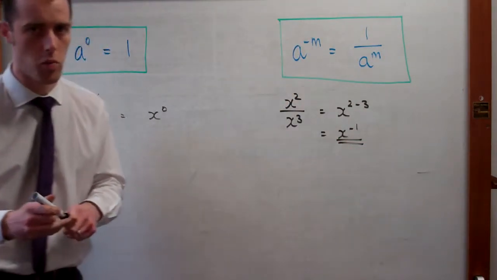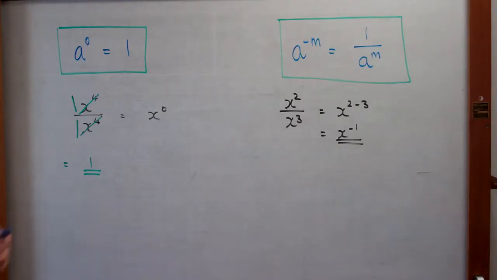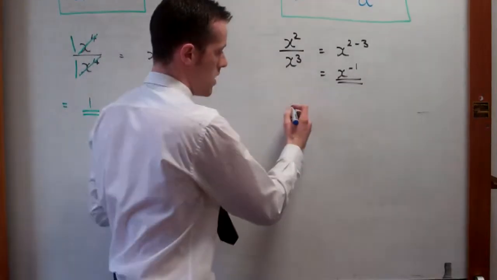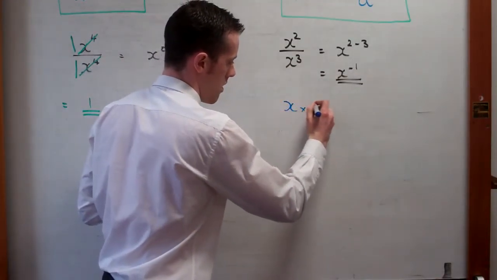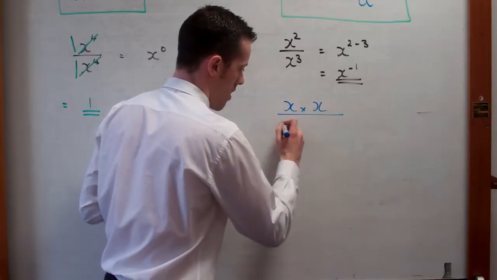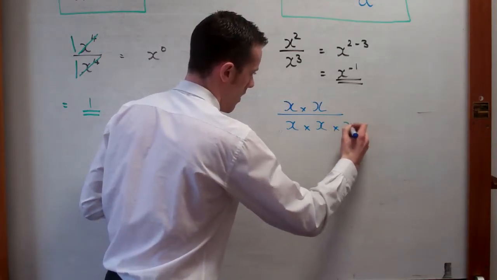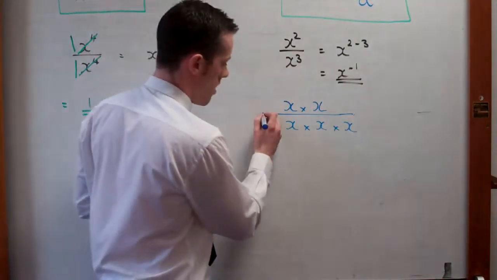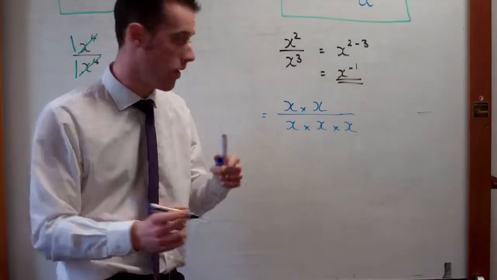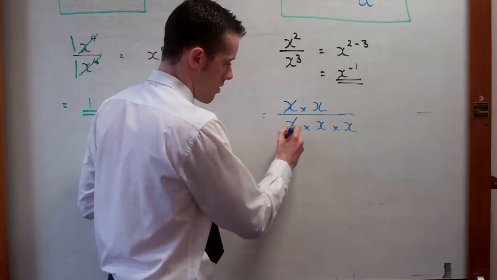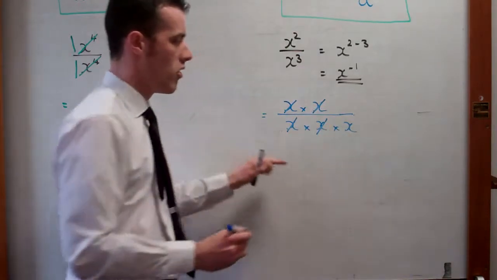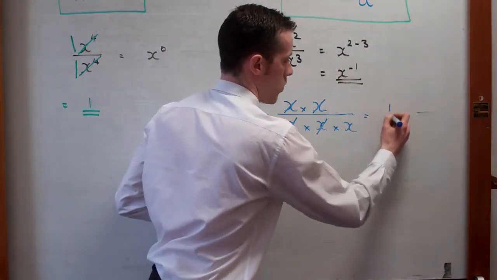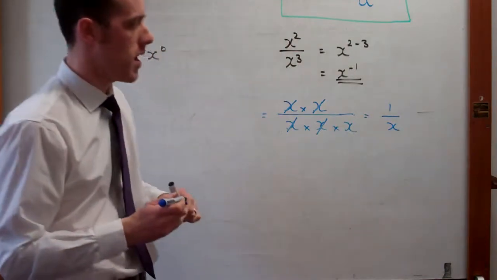But let's look at that from an algebraic fractions point of view as well. If we look at x to the power 2 over x to the power 3, and we write that out in full, so x squared over x cubed is going to be written down like this. If I cancel everything down, this x will cancel with this one, and this one will cancel with this one, and remember if there's nothing on the top line, we can say that there's 1 there, and we can say that that's 1 over x, like that.